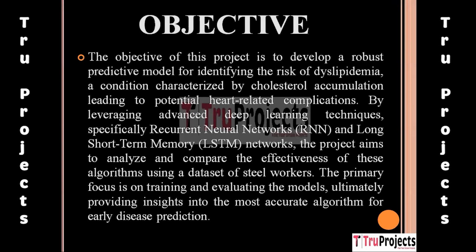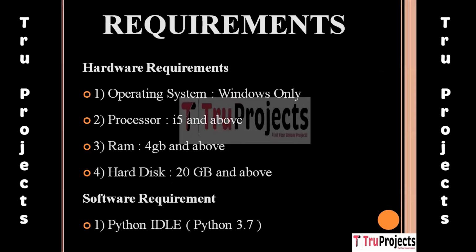Objective of the project. The project aims to create a predictive model for dyslipidemia, a condition characterized by cholesterol accumulation leading to heart-related complications. It uses advanced deep learning techniques including recurrent neural networks (RNN) and long short-term memory (LSTM) networks to analyze and compare algorithms on a dataset of steel workers. The primary focus is on training and evaluating the models, providing insights into the most accurate early disease prediction algorithm.